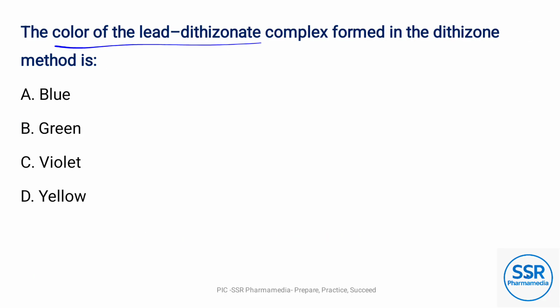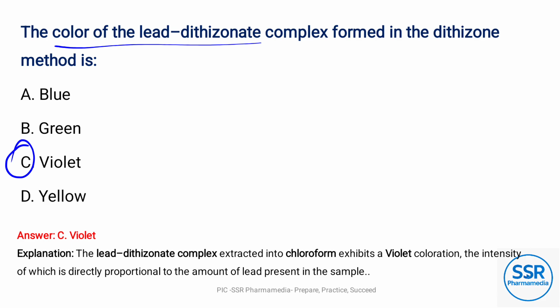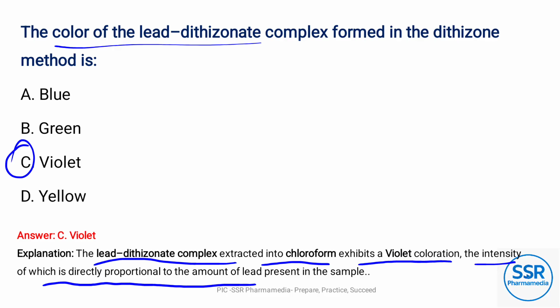The color of the lead dithizone complex formed in the dithizone method is, so option C, violet color. The lead dithizone complex extracted into chloroform exhibits violet coloration, the intensity of which is directly proportional to the amount of lead present in the sample. In chloroform the color is red, and when the lead dithizone complex is formed, its color is violet.